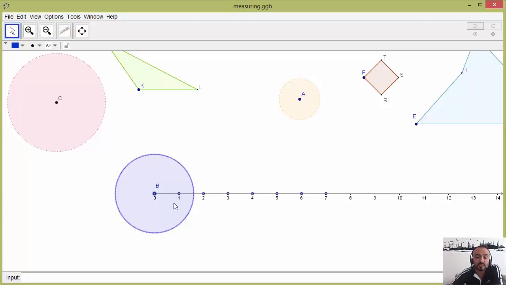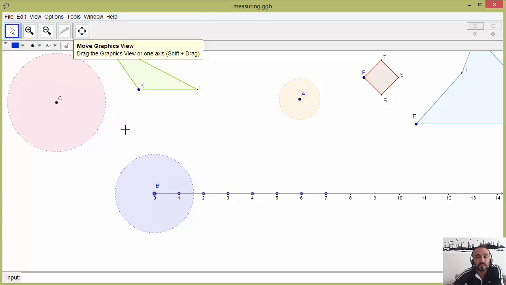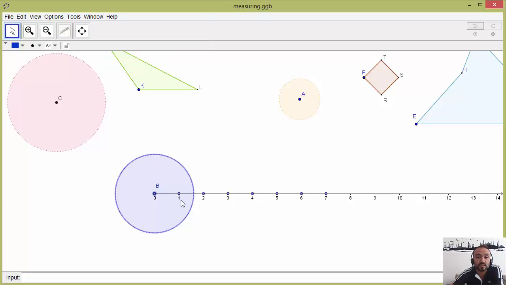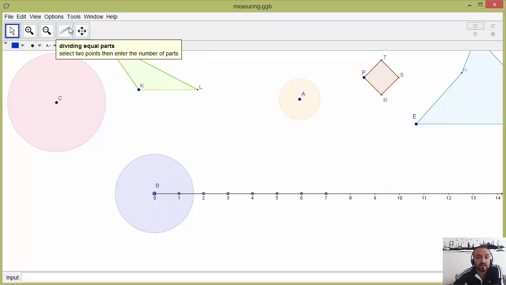Of course, at this time, how can we understand the length of the radius of this circle? We will use a special approach coming from the history of mathematics. We need to divide the two numbers into equal parts. I prepared a custom tool for dividing into equal parts.